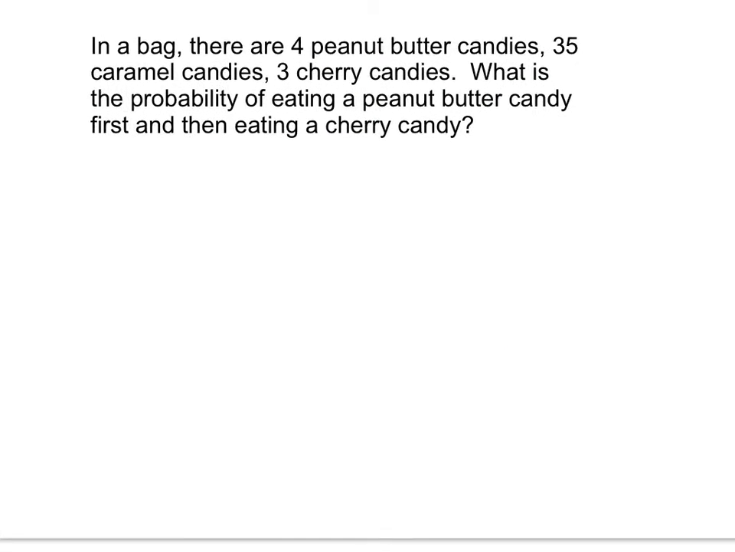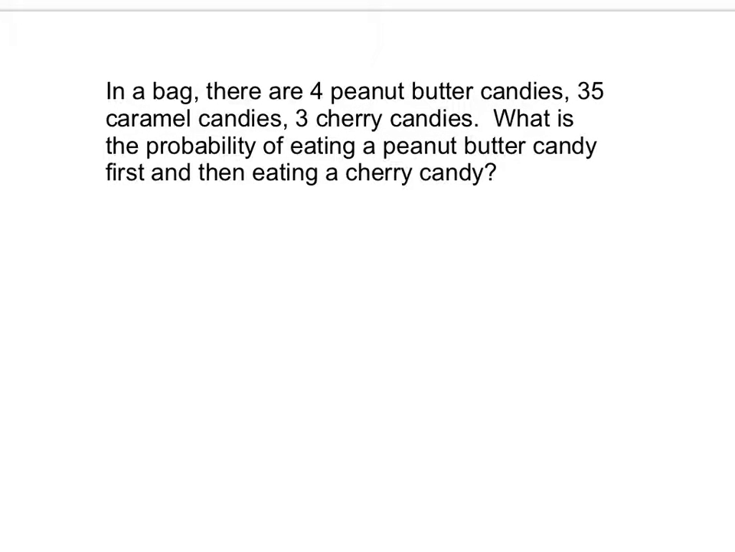Same deal here. In a bag there are 4 peanut butter candies, 35 caramel candies. I probably screwed that up somehow. It's probably supposed to be 5 or something. And 3 cherry candies. What is the probability of eating a peanut butter candy first and then eating a cherry candy? Okay, just to make the math easier, we're going to make this 5. I must have typed it poorly. So total we have 12.